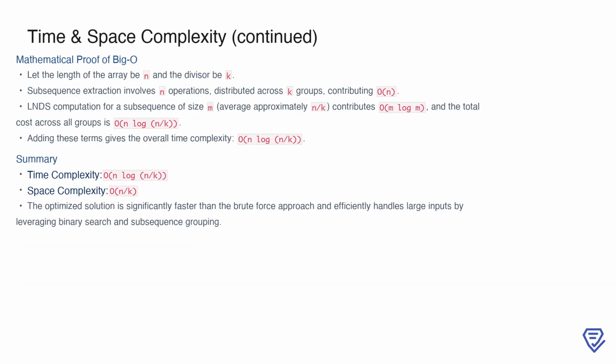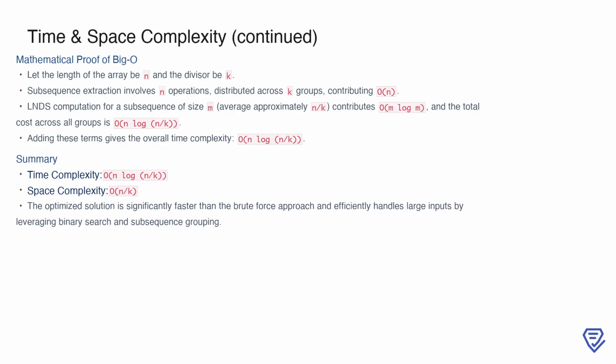Finally, let's summarize the mathematical reasoning behind the time complexity. Subsequence extraction involves iterating through the array n times, distributed across k groups, which contributes a cost of O(n). Next, the LNDS computation for a subsequence of size m, on average approximately n/k, has a cost of O(m log m). When this is summed across all groups, the LNDS computation adds up to O(n log(n/k)). Combining these terms gives us the overall time complexity of O(n log(n/k)).